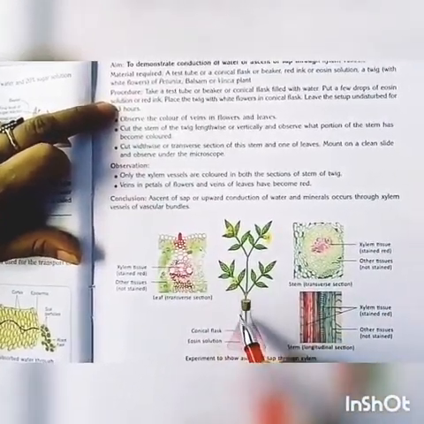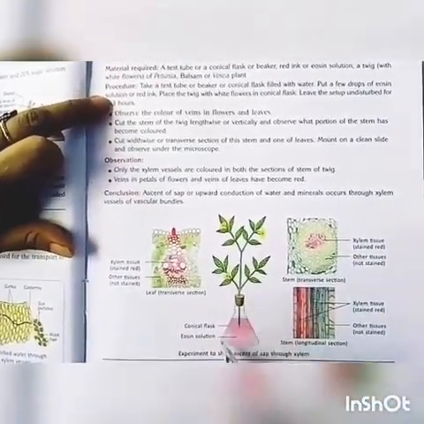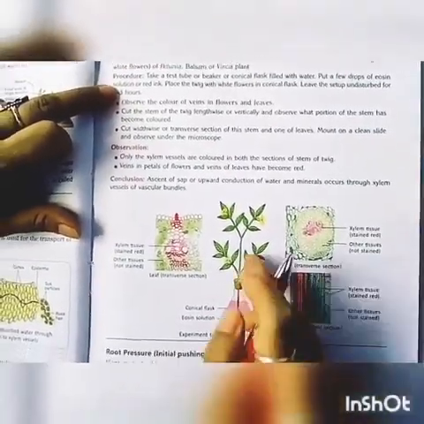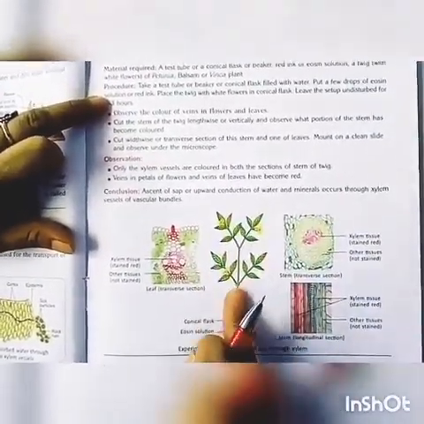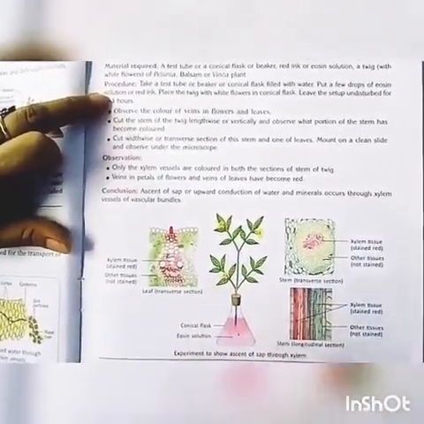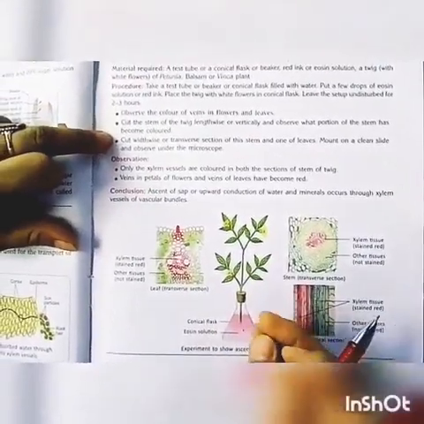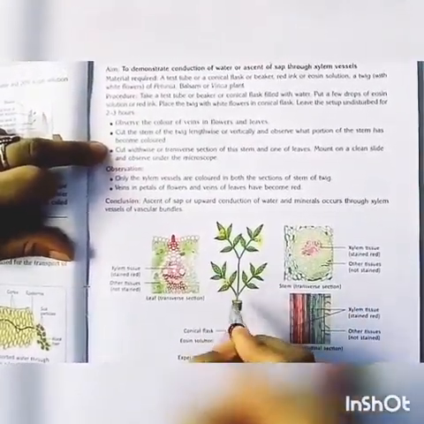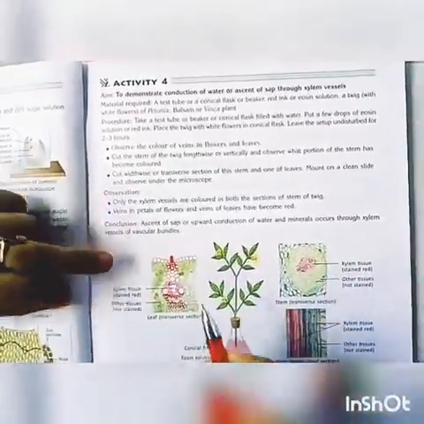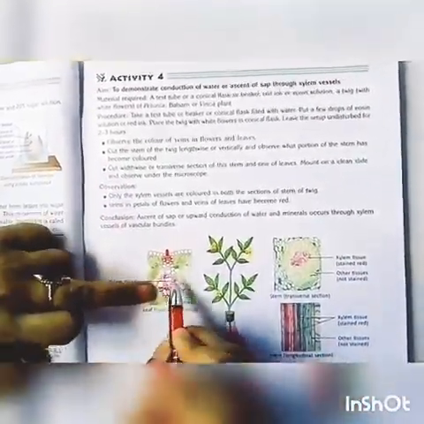What is the procedure? Take this conical flask, fill it with water and put the red color in it, and then fix a twig with the help of a cork into the conical flask. Leave this setup for a few hours or days. Then what will you see? You will see red dots on the stem. And when you take sections of the stem, then what you will find is like this. These are the xylem vessels.